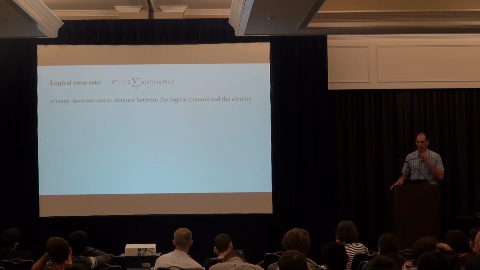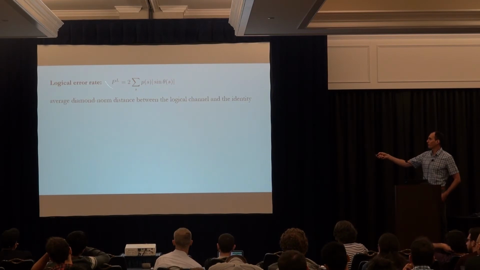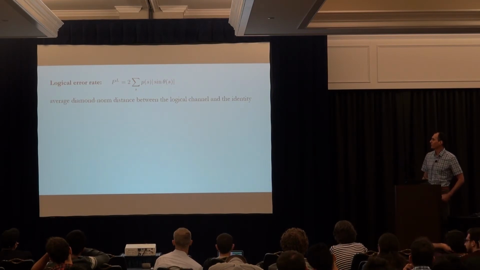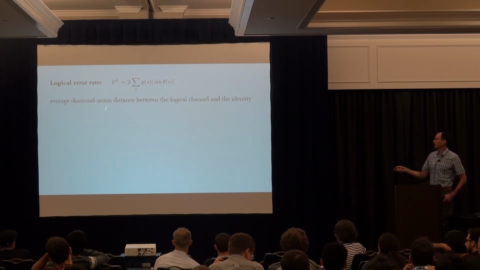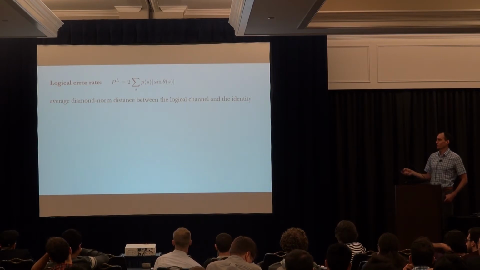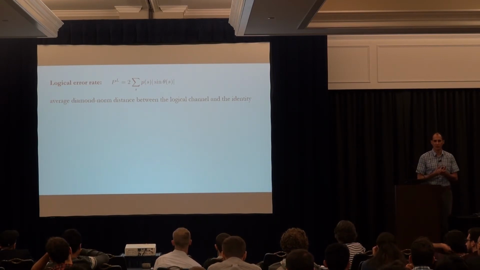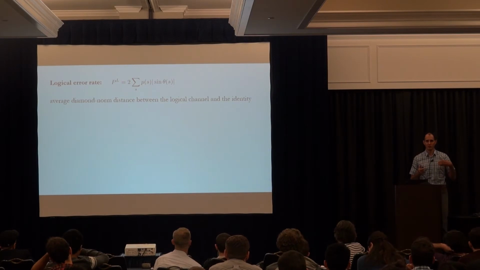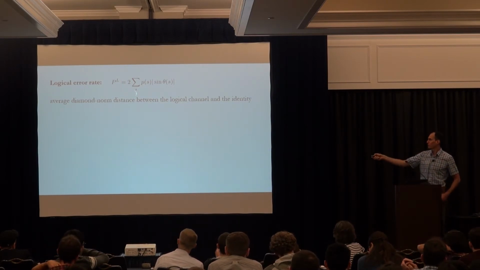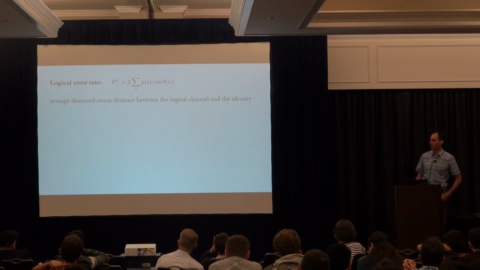Now I'm going to define the logical error rate using this equation. This is basically the average diamond norm distance between our logical channel and the identity channel. So this is the reason for putting this factor of 2 here.